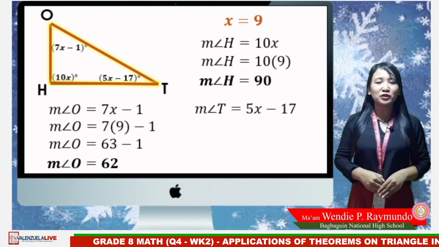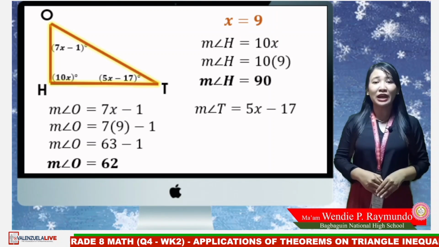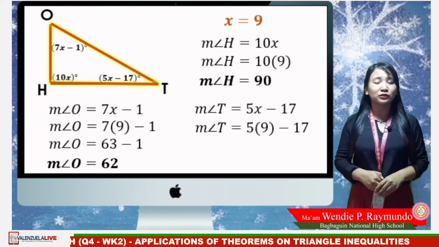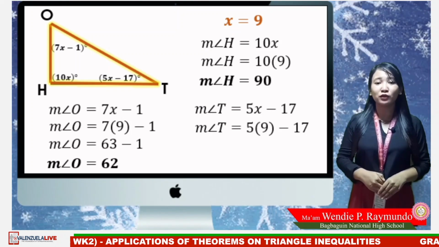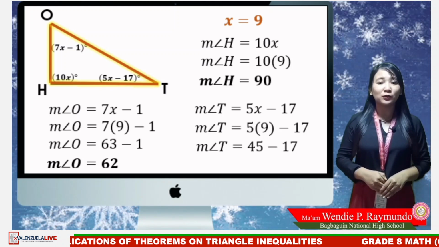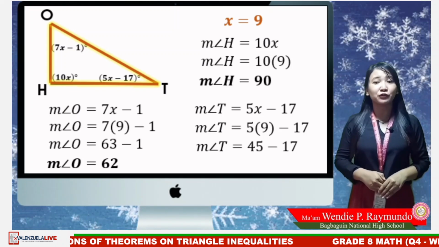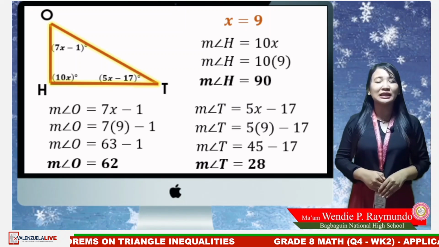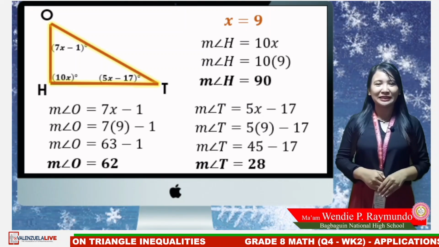Last angle is measure of angle T is equal to 5x minus 17. So measure of angle T is equal to 5 times 9, the value of x, minus 17. So measure of angle T is equal to 5 times 9 is 45 minus 17. So the measure of angle T is equal to 28.